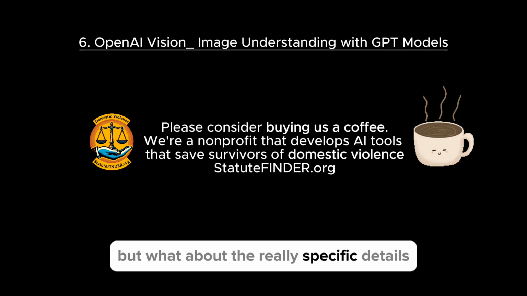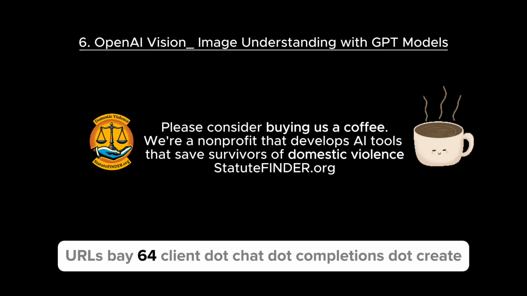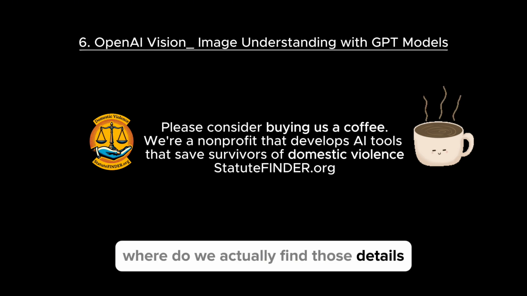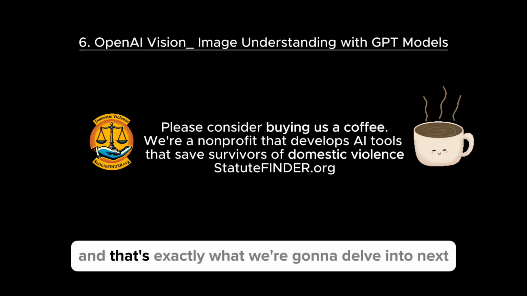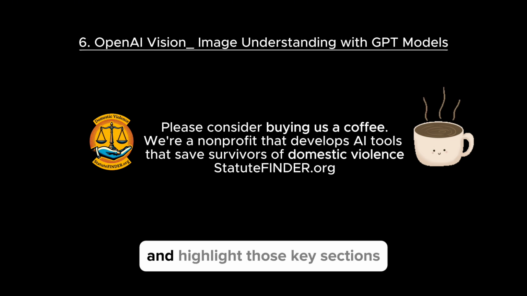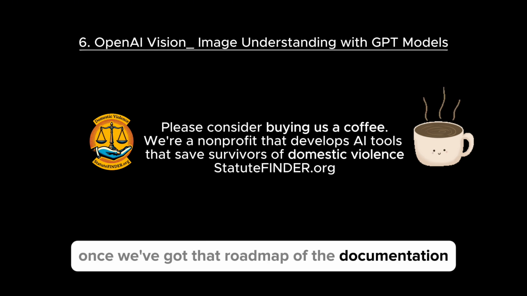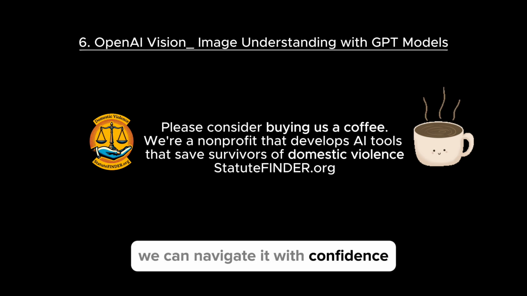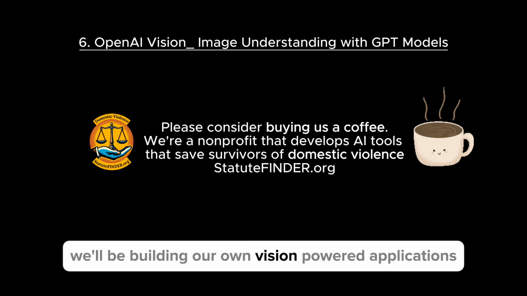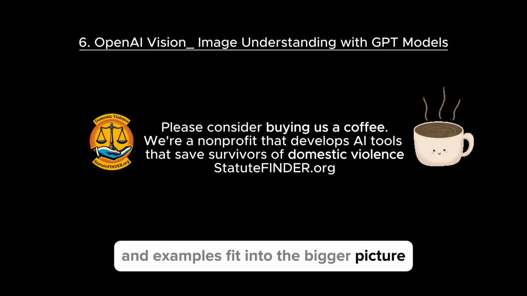But what about the really specific details of those OpenAI documents? We've mentioned URLs, base64, client.chat.completions.create. Where do we actually find those details in the documentation? That's a great question, and that's exactly what we're going to delve into next. We'll break down the OpenAI documentation structure and highlight those key sections that'll get you started with vision capabilities. Perfect, because once we've got that roadmap of the documentation, we can navigate it with confidence and find exactly what we need. Yeah. We'll be building our own vision-powered applications in no time. Exactly. And once you see how those specific code snippets and examples fit into the bigger picture, it'll all start to click. I love it. It's like we're putting together a puzzle.